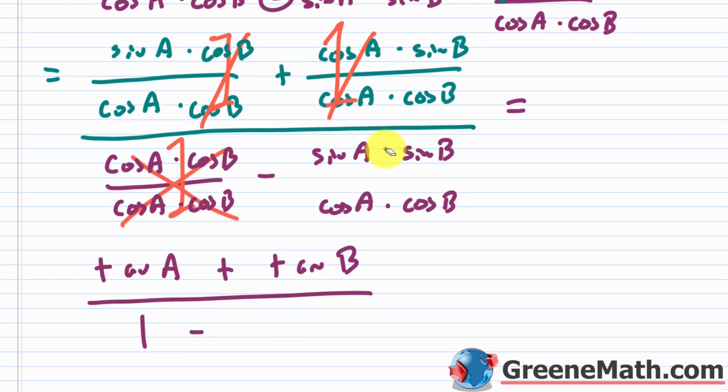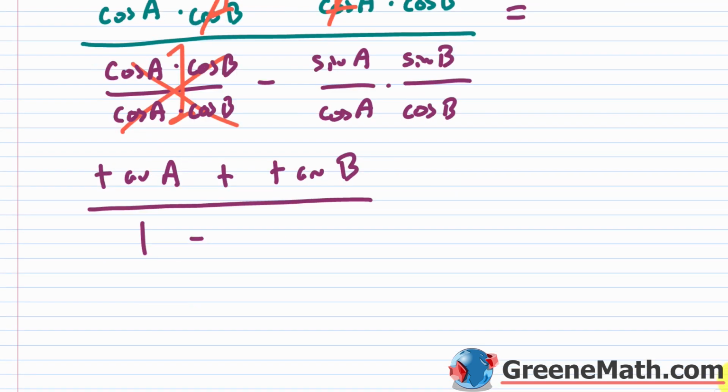And let me actually break this part up to make it more clear. So the sine of A over the cosine of A times the sine of B over the cosine of B. So the sine of A over the cosine of A would be the tangent of A, and then the sine of B over the cosine of B would be the tangent of B. So that's where the formula comes from. And if you want the other one, we're going to derive it in the next problem.